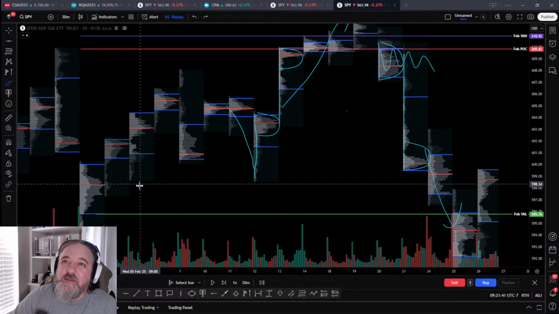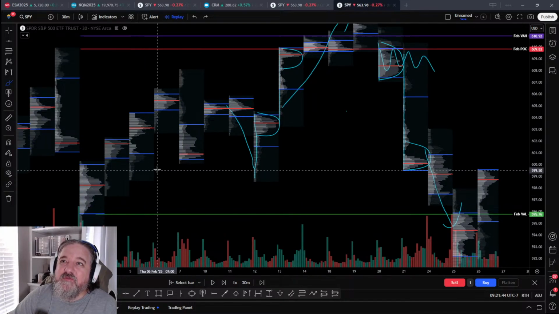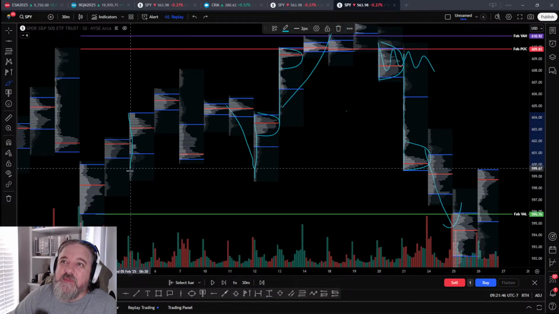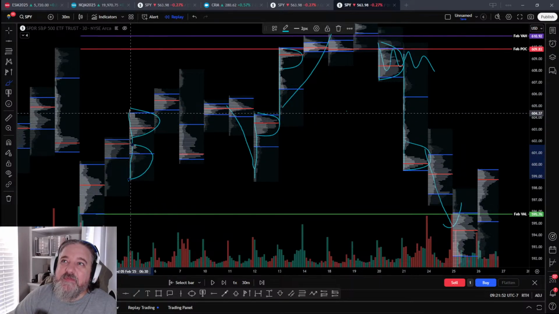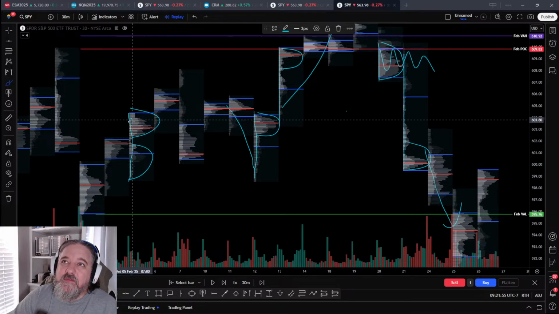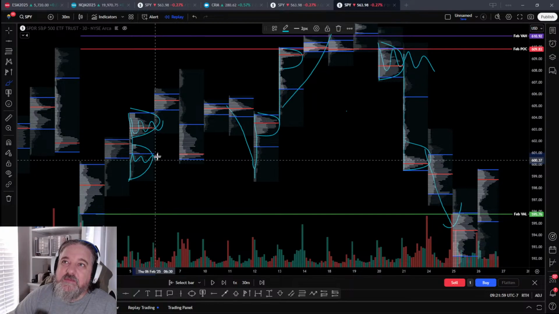The only other main profile that you look for is going to be your B shape, which is a double distribution. Capital B, meaning they were trading sideways through here, and they were also trading sideways through here.